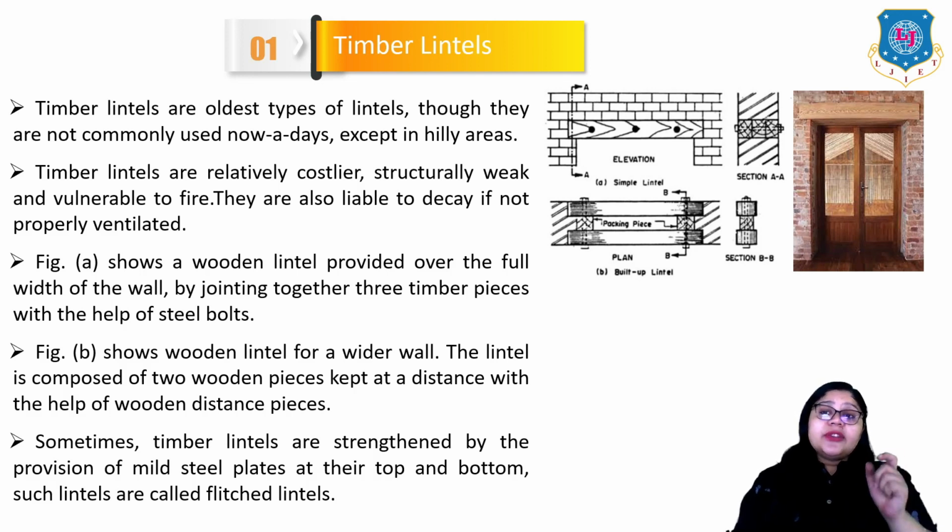Figure A shows a wooden lintel provided over the full width of the wall by jointing together three timber pieces with the help of steel bolts. Figure B is the built up lintel, which shows a wooden lintel for a wider wall. The lintel is composed of two wooden pieces kept at a distance with the help of wooden distance pieces. Sometimes timber lintels are strengthened by the provision of mild steel plates at their top and bottom. Such lintels are called flitched lintels, right? Here you can see a clear image of a lintel above the door.